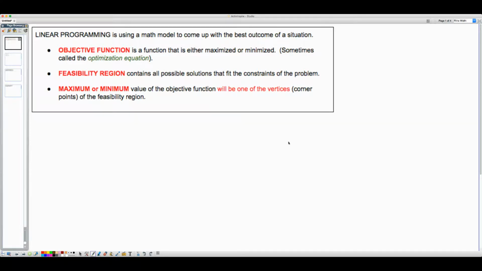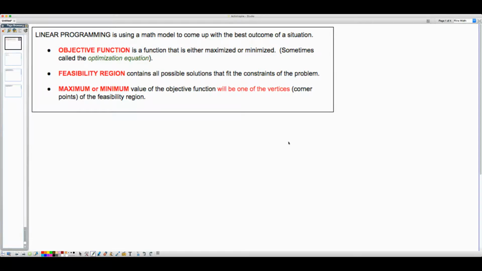Linear programming is using a math model to come up with the best outcome of a situation. So there's 3 things to know about linear programming. You have an objective function. This is something that you either want to maximize or minimize. Sometimes it's called the optimization equation, the objective function. The feasibility region is an area on a graph that will show the constraints of the problem.